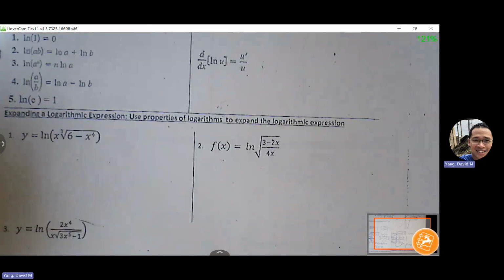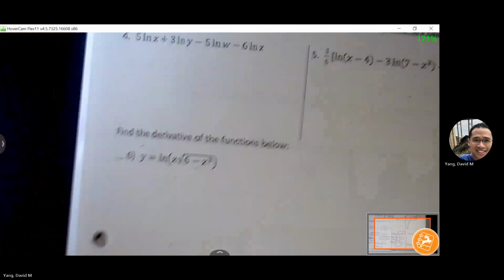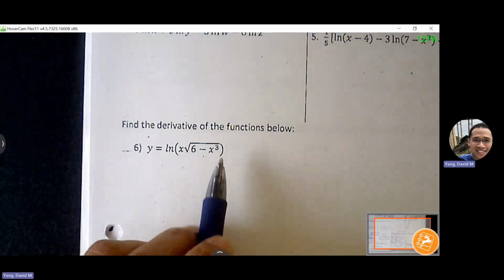So we'll start with number 6. Find the derivative of the function. This is on page 9.